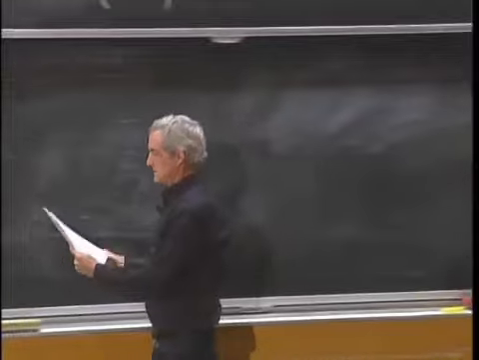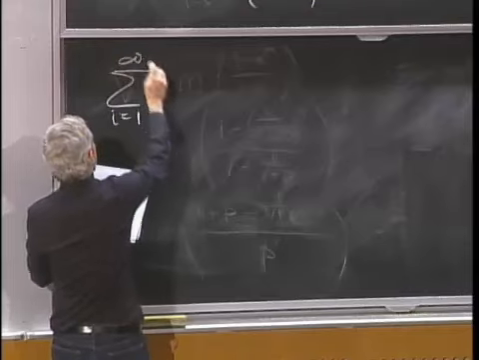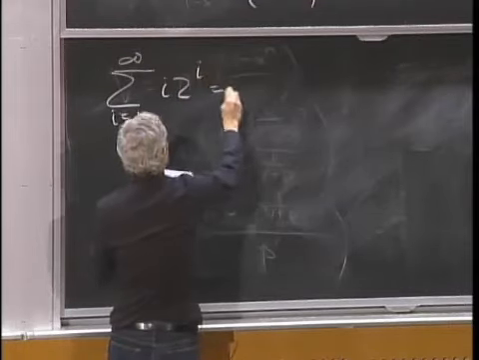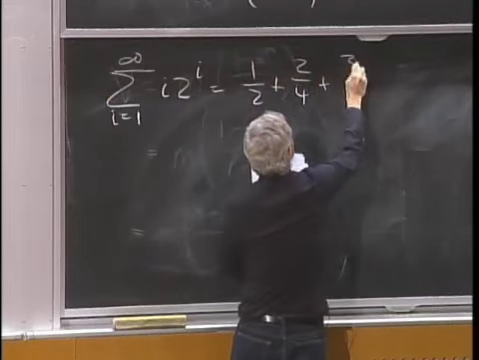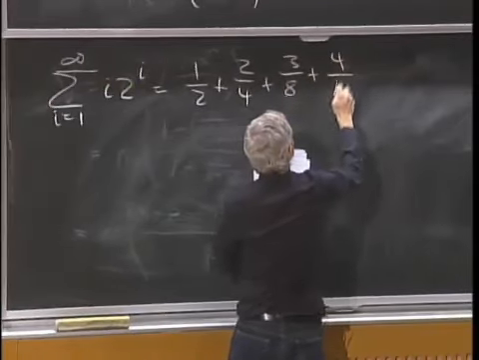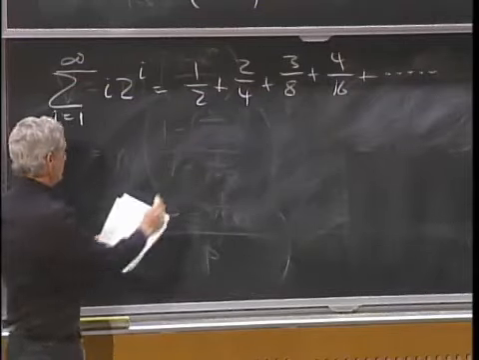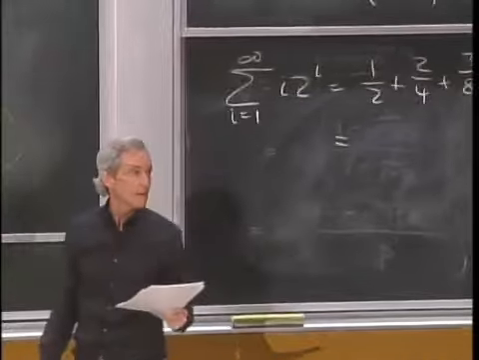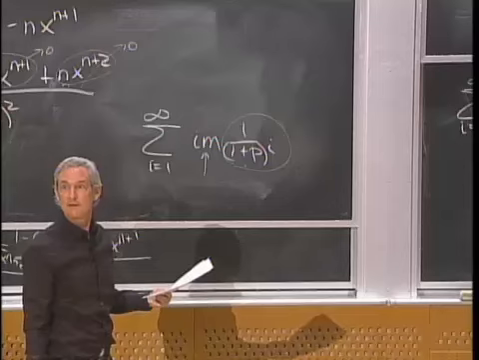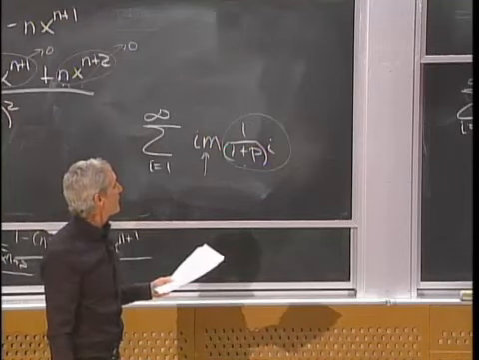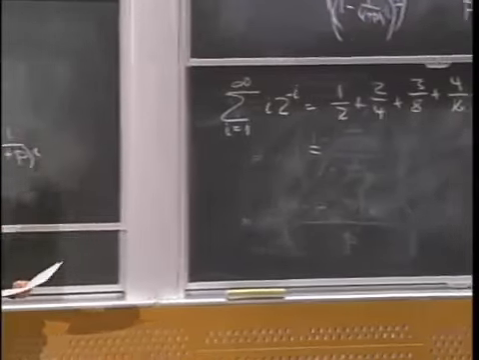What is this sum? A half plus 2/4 plus 3/8 plus 4/16 forever. What's that sum equal? You can plug that in the formula. Yep. That's right. Good. These details.